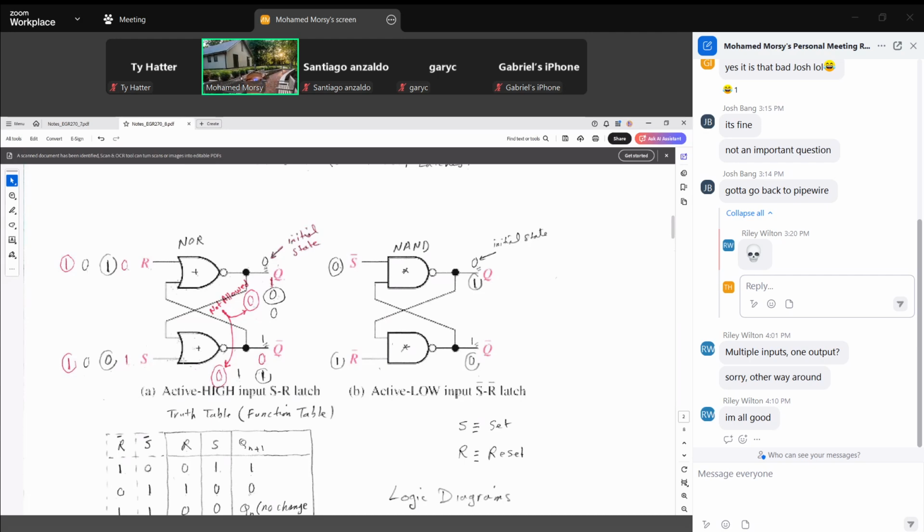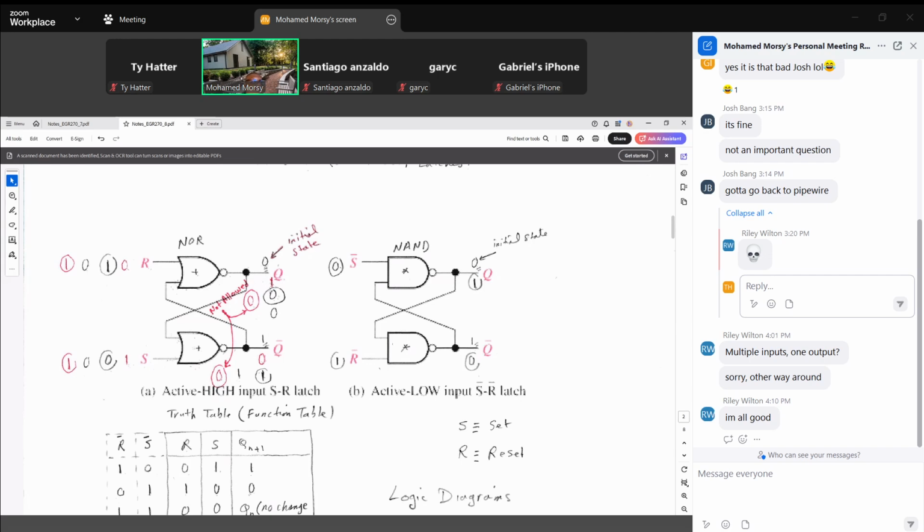So if S is 1, applied at S bit 1, and the initial output is 0, so we have 1 and 0. What is the output? For OR it is 1, logic addition. Then invert it to 0. So the new Q inverted is 0. This 0 is applied to the second NOR gate with another input R is 0. So 0 and 0 is 0, inverted to 1.